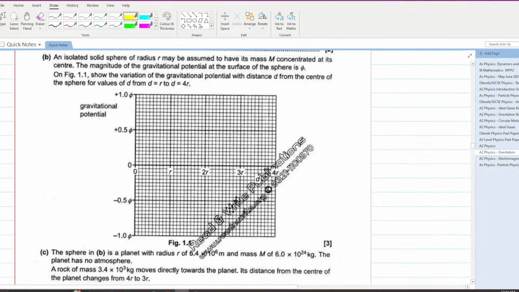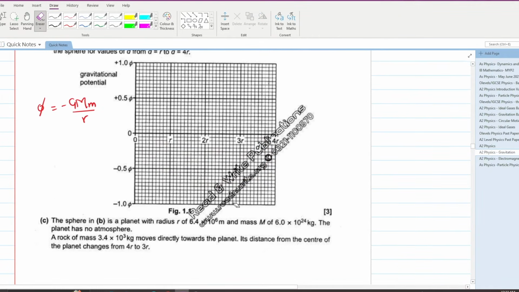The magnitude of the gravitational potential at the surface of the sphere is phi. On figure 1.1, show the variation of the gravitational potential with the distance d from the center of the sphere for the values of d. We have to show the graph of gravitational potential versus radius. First and foremost thing which will carry marks here is that your entire graph will be in the negative axis. Nothing will be in the positive axis, because the whole graph of gravitational potential lies in the negative axis.